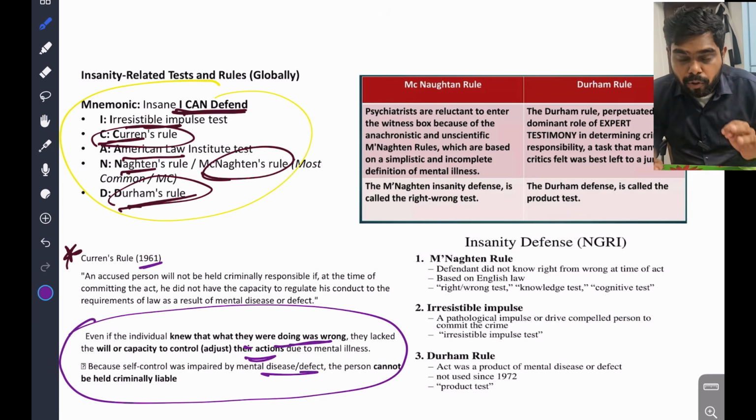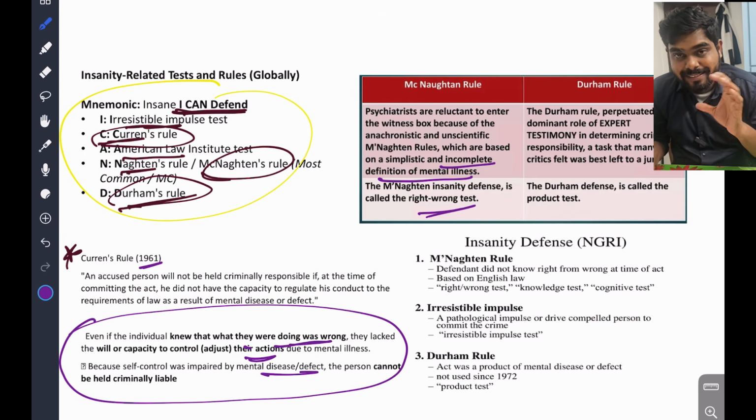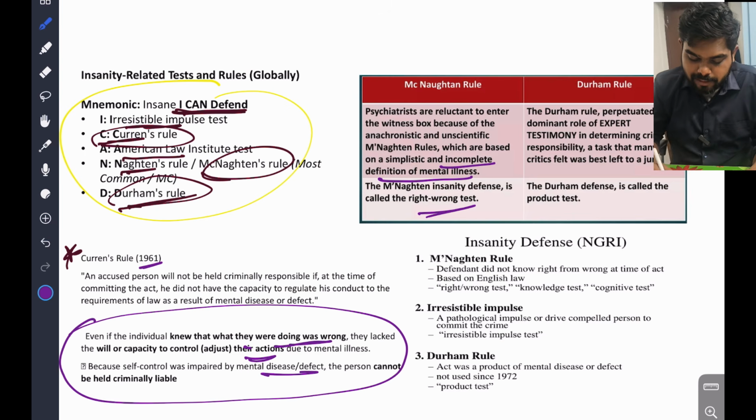Okay, McNaughton's rule: psychiatrists are reluctant to enter the witness box because of the anachronistic and unscientific McNaughton rules, which are based on a simplistic and incomplete definition of mental illness. The McNaughton insanity defense is called the right-wrong test. So this is about the insane person's ability to understand. Okay, this is a little confusing.